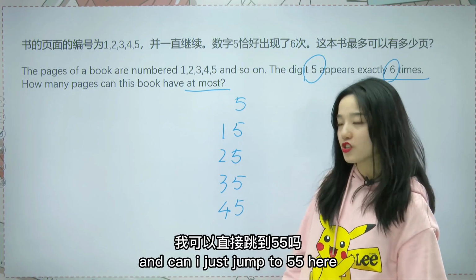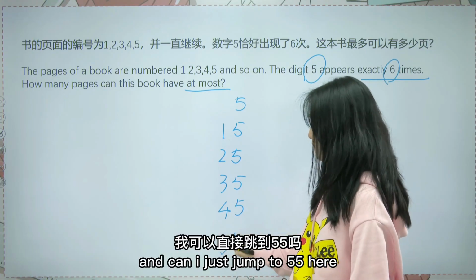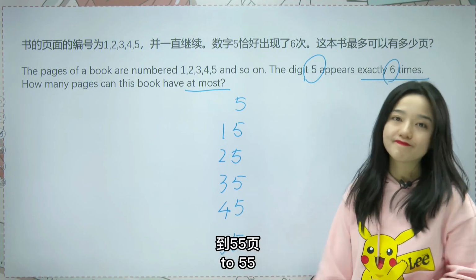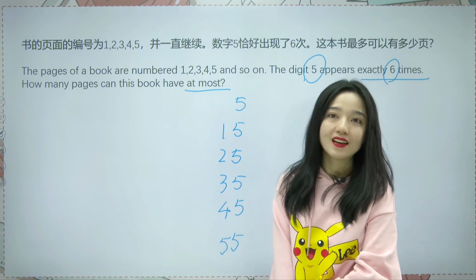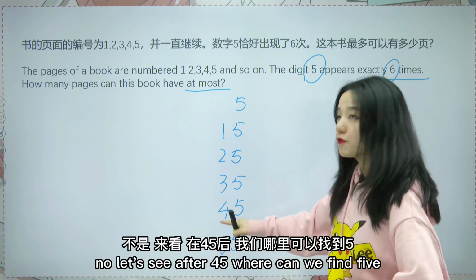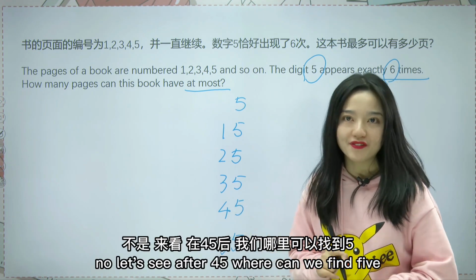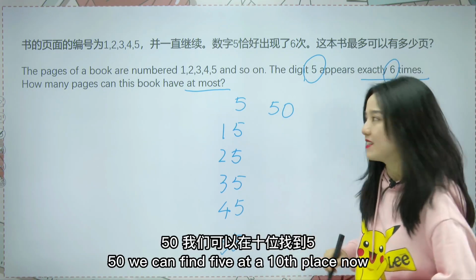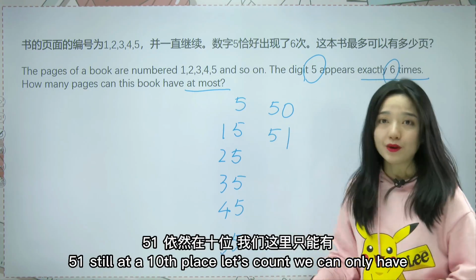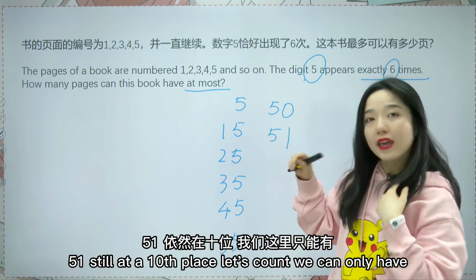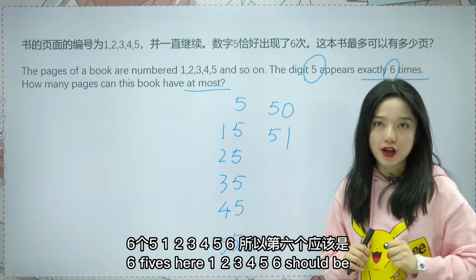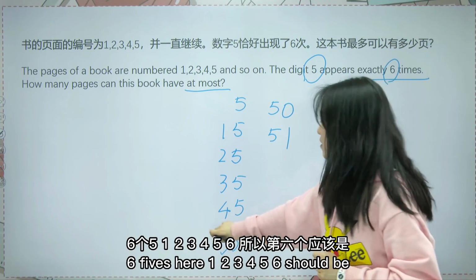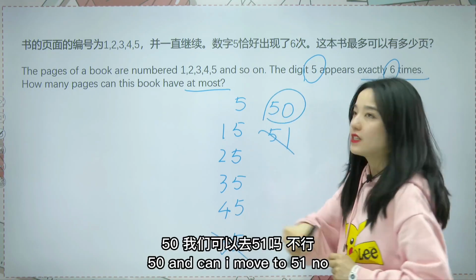And can I just jump to 55 here? If you jump over and go to 55, do you think it's correct? No. Let's see, after 45, where can we find 5? 50. We can find 5 at 10th place now. 51, still at 10th place. Let's count. We can only have 6 5s here. 1, 2, 3, 4, 5. So the 6th should be 50.